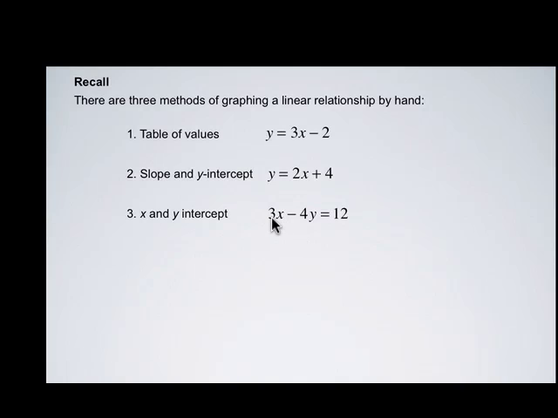Another way that we can graph is by finding the x and the y-intercept. And so if you're given an equation like 3x minus 4y equals 12, you would sub in for x equals 0 and then determine what y is. And so you would have a point then on the y-axis that would be your y-intercept. Then you would sub in for y equals 0 and you would determine what the x value is, and that would be your x-intercept. So once you had those 2 points, you would draw a line through. So that's how you would graph the three different ways.